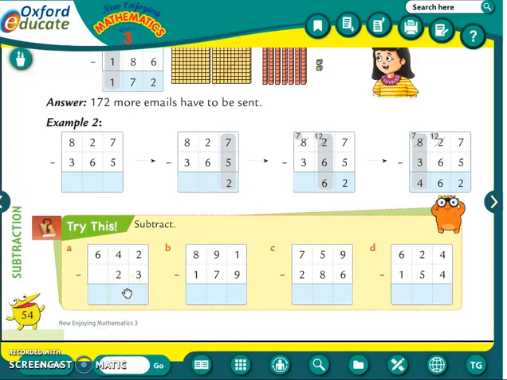Here are some practice sums. You have to do this subtraction by yourself. It's very easy. You can do it. So try this. This you have to do by yourself. Now we will go to the next page.